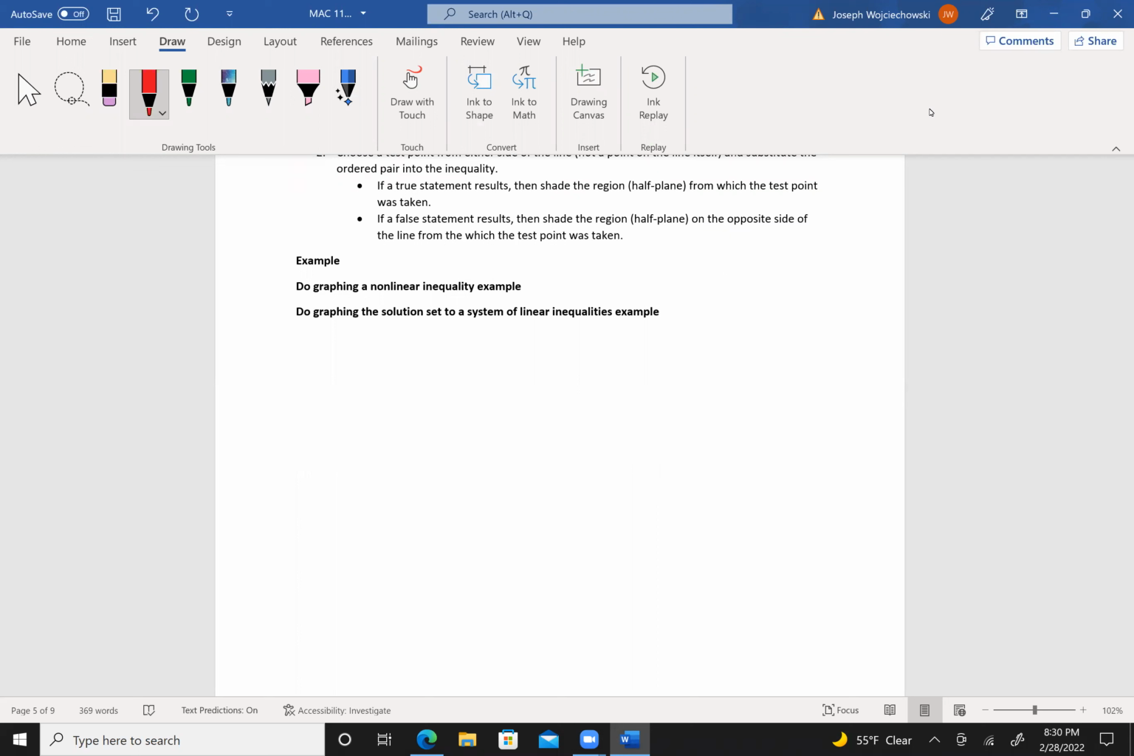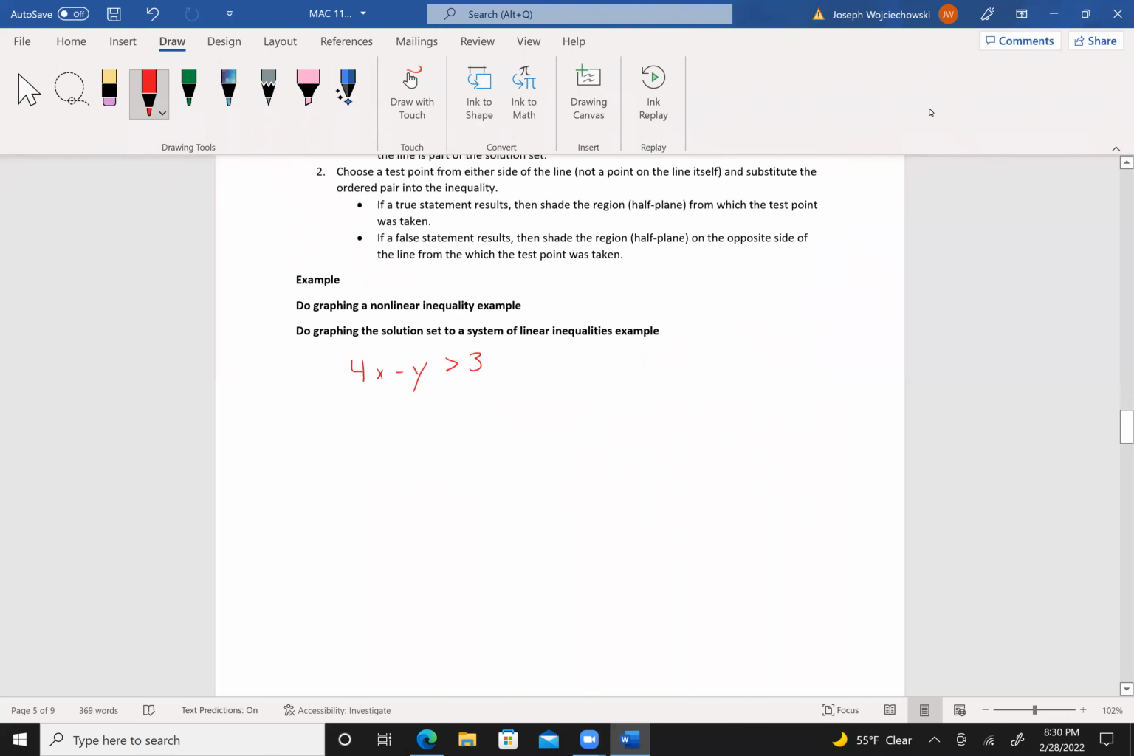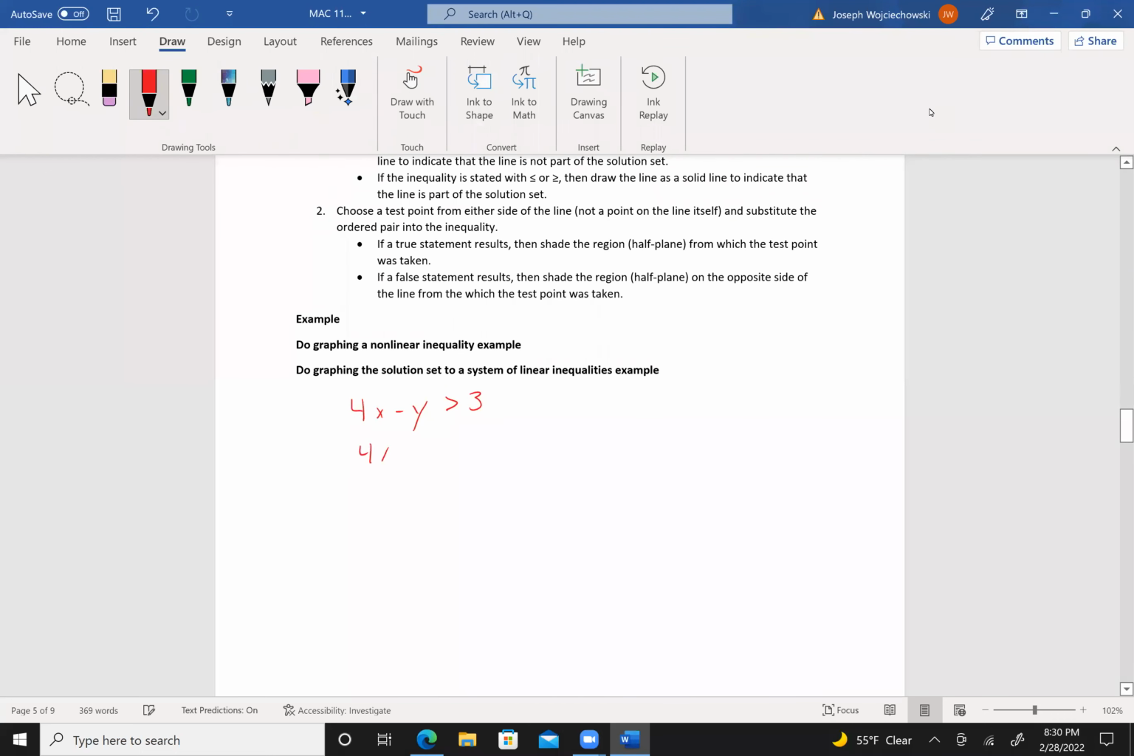So let's look at this. How does this work? Start simple. 4x minus y greater than 3. So first step is simply to turn this into a line. 4x minus y equals 3. Note this is strictly greater than, so we'll be using a dotted line.